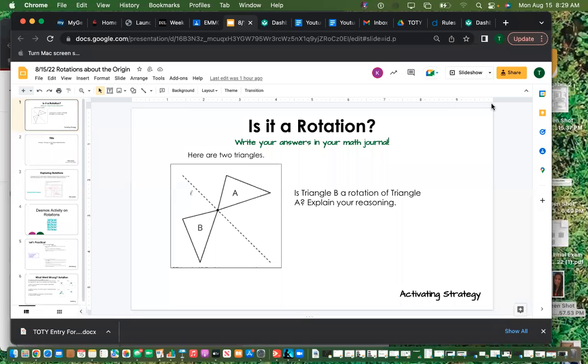All right, so let's try this again. So is it a rotation? Here are two triangles, and your job is to tell me, is it a rotation or not? So is triangle B a rotation of triangle A?